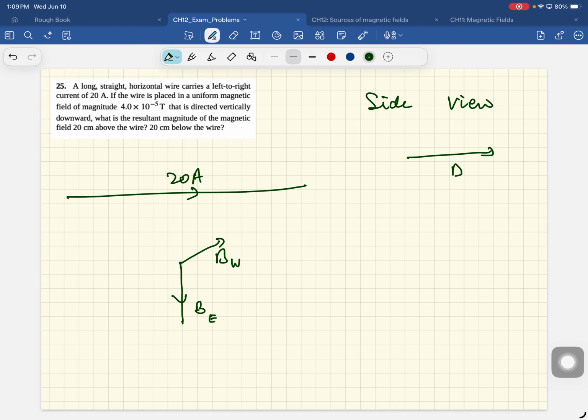Two long straight wires are parallel and 10 centimeters apart. One carries a current of 2 amperes and the other carries a current of 5 amperes. If the two currents flow in the opposite direction, is it a repulsive or attractive force? It's a repulsive force.